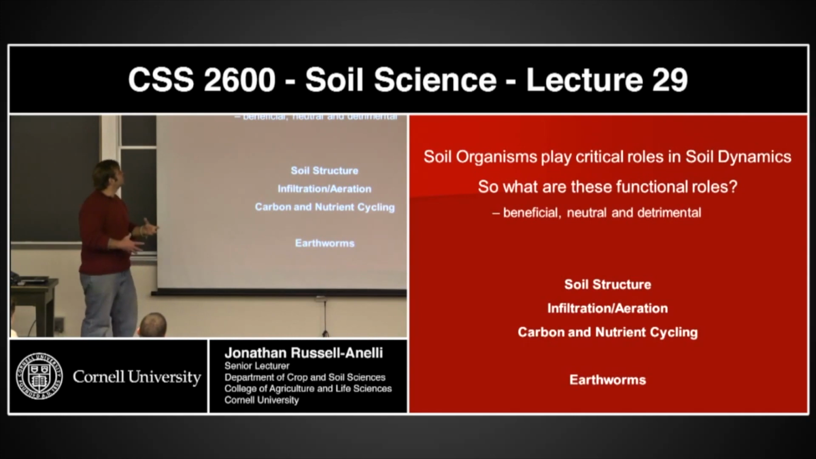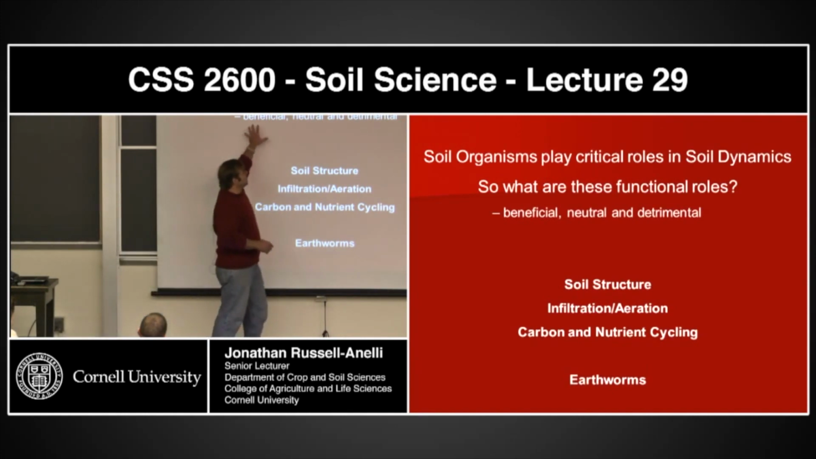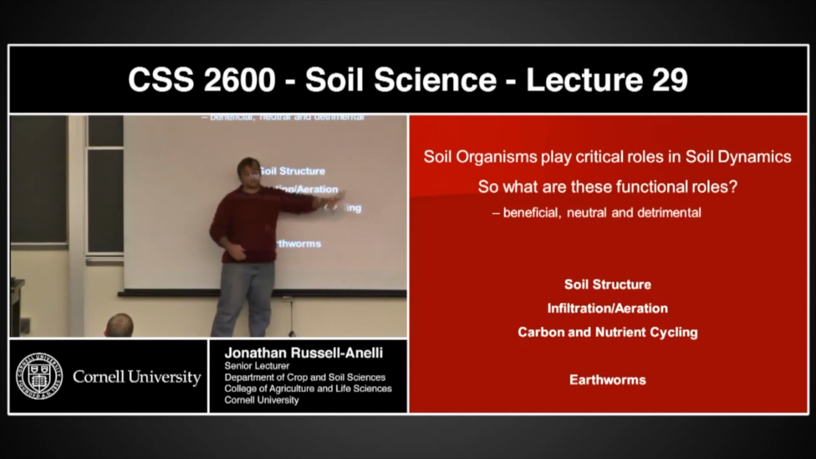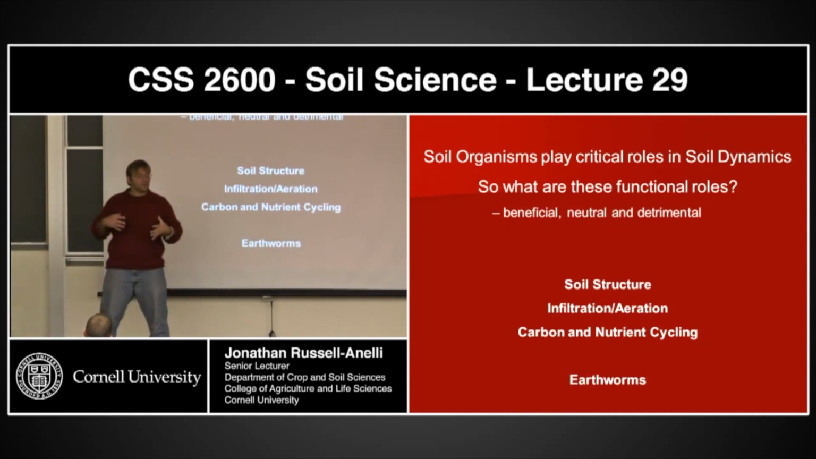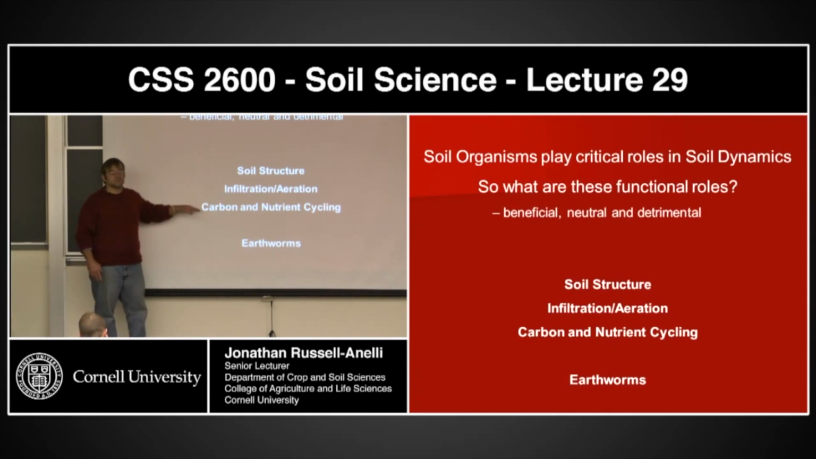What's going on functionally? These soil organisms play critical roles. It turns out these functions can be beneficial, neutral, or detrimental. We're going to look at a model system, earthworms. We're going to look at three things that earthworms do: issues of soil structure, issues of infiltration and aeration, and finally, carbon and nutrient cycling.